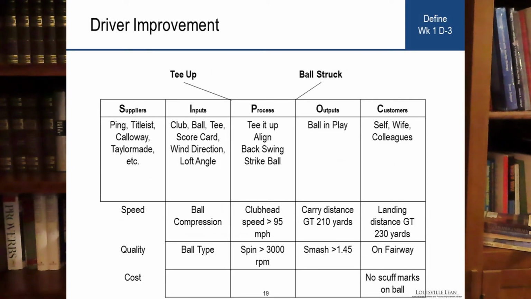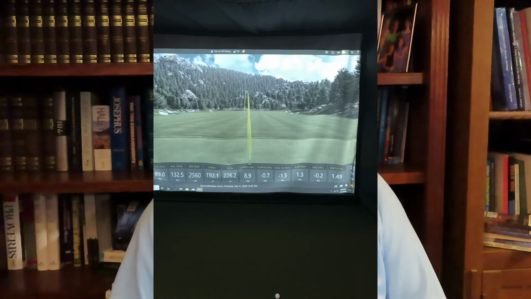So if we put this all together for our particular project, you can see that when I want to measure speed, it is going to be my landing distance greater than 230 yards. That's where I want my ball to land and then carry out, actually even further, 240. The quality we have is we want it on the fairway. We don't want it to be in the trees. We don't want it to be in the water. We want it to be on the fairway. And cost for us would be scuff marks on the ball. No customer wants scuff marks on the ball, and it's going to cost you money to put another ball into play.